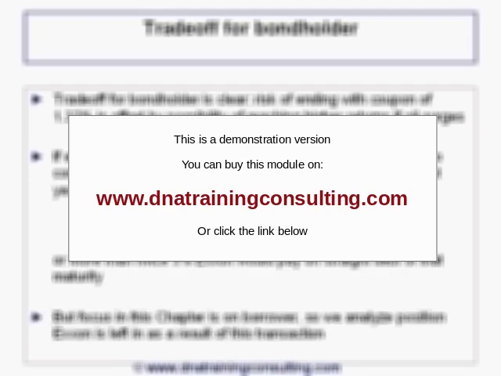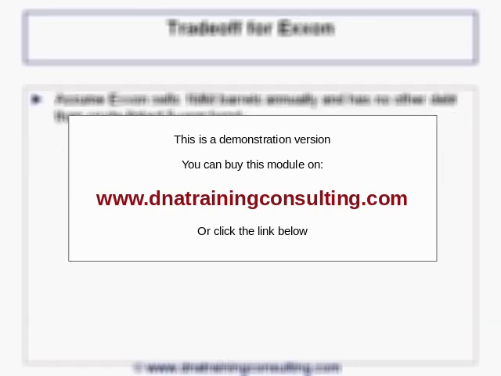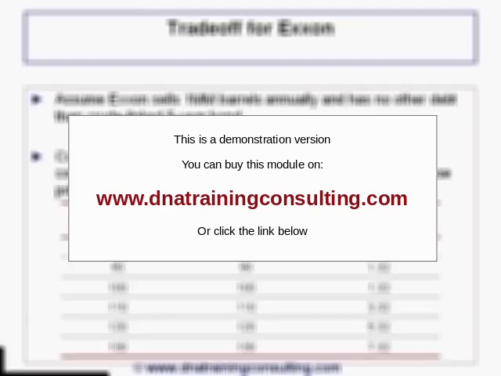But our focus here is on the borrower. So we spend a minute analyzing the position Exxon is left in as a result of this transaction. Assume Exxon sells 1 million barrels annually and has no other debt than the crude-linked 5-year bond. We compare below the annual revenues and interest expenses of the company for different oil price scenarios, assuming in each case that the price listed applies to all sales of the company during the year.